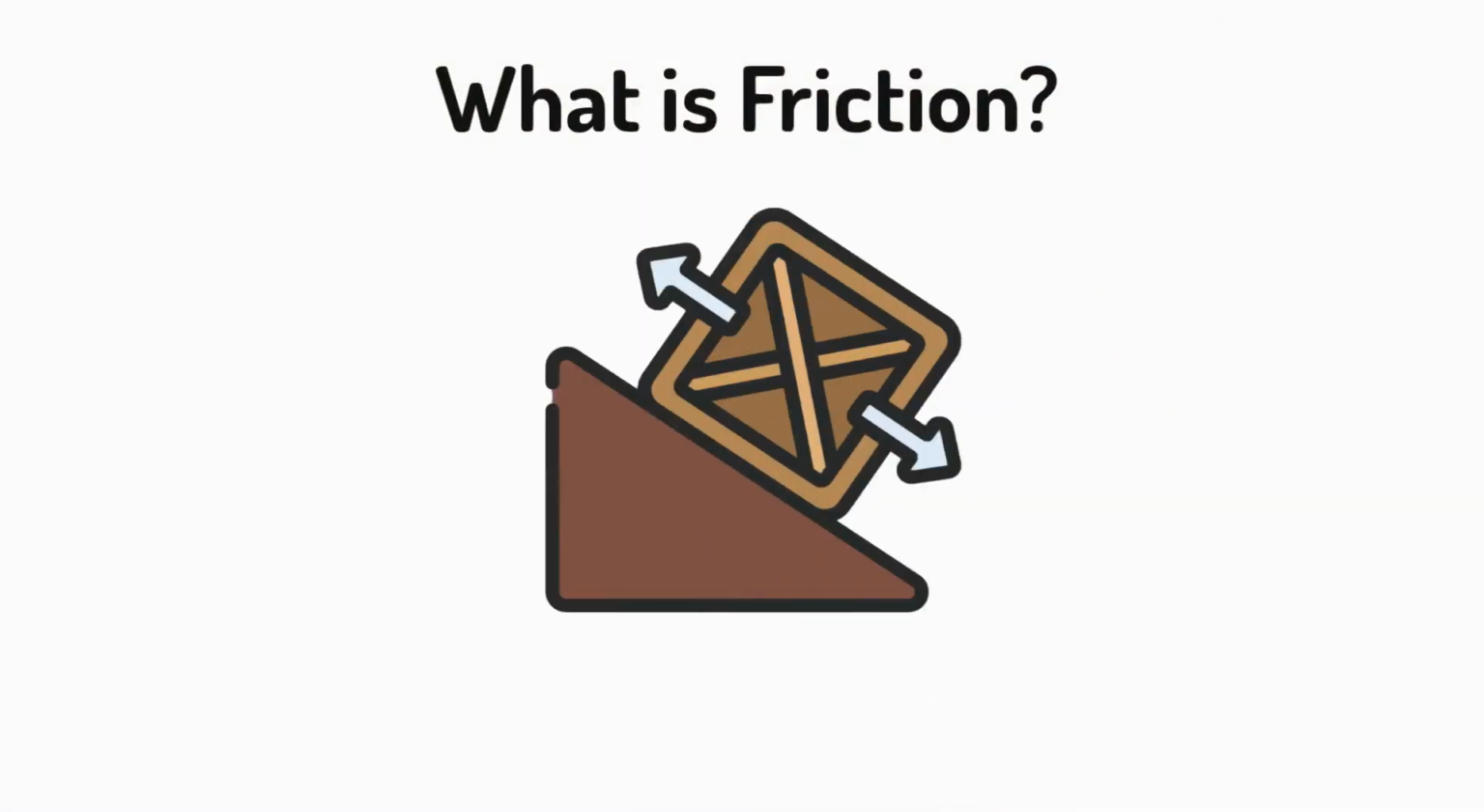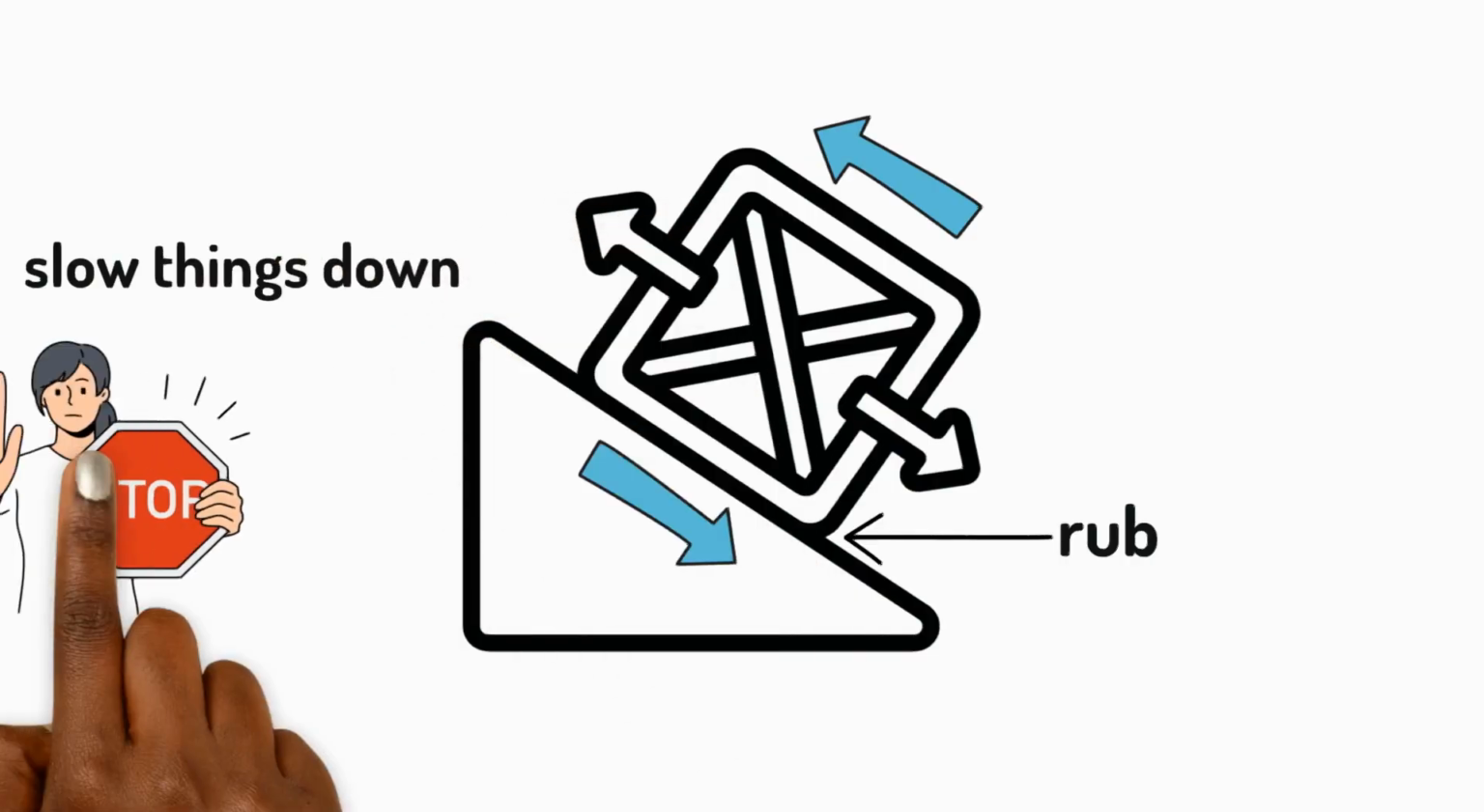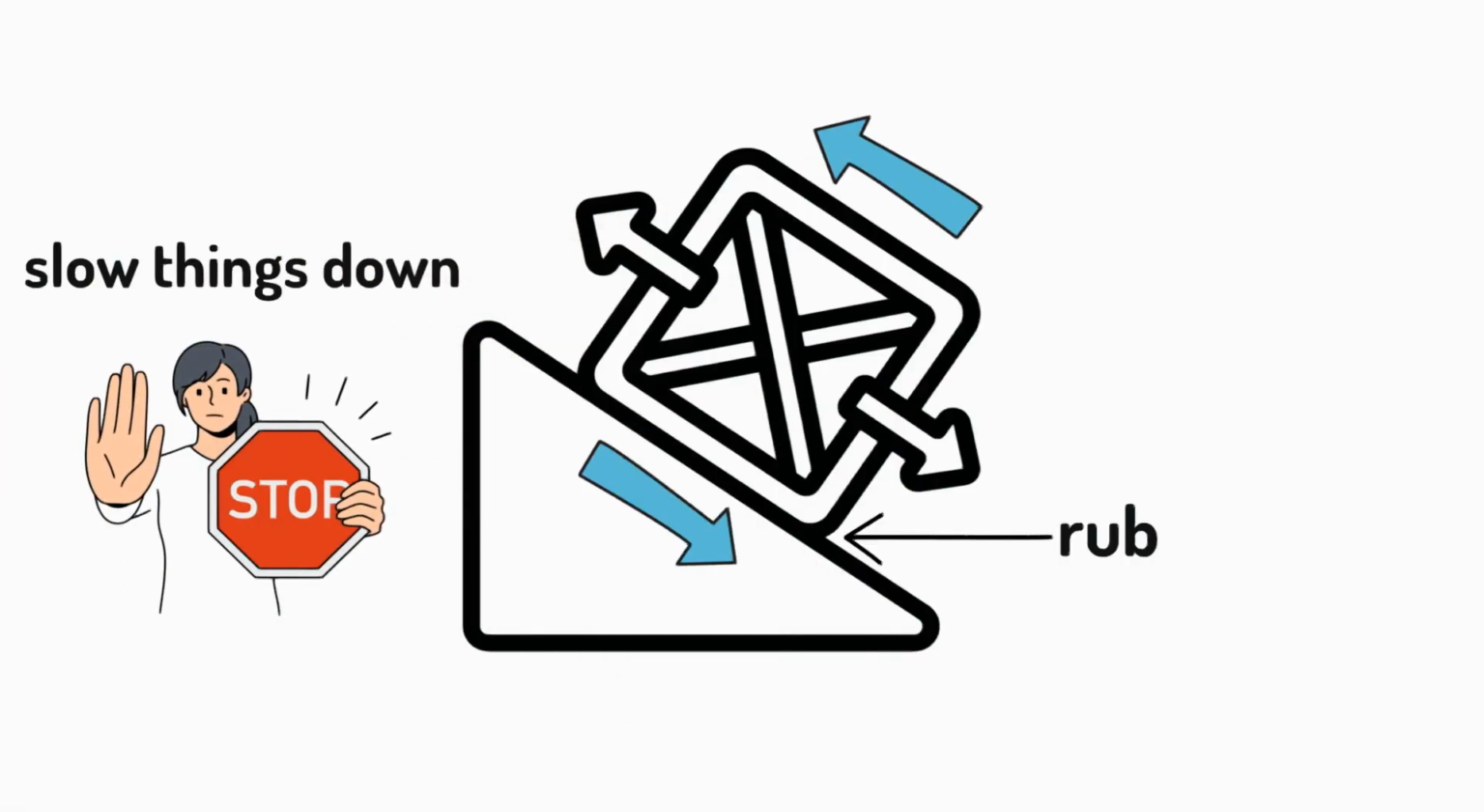What is friction? Friction is an invisible contact force that appears whenever two surfaces rub together. The surfaces move in opposite directions to one another. Friction tries to slow things down or stop them altogether.